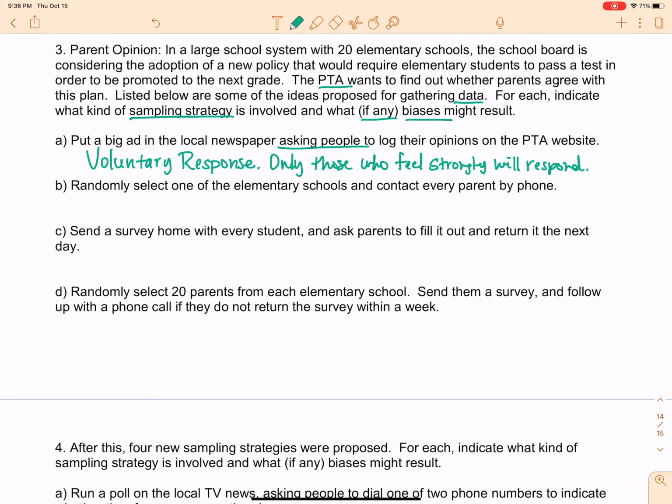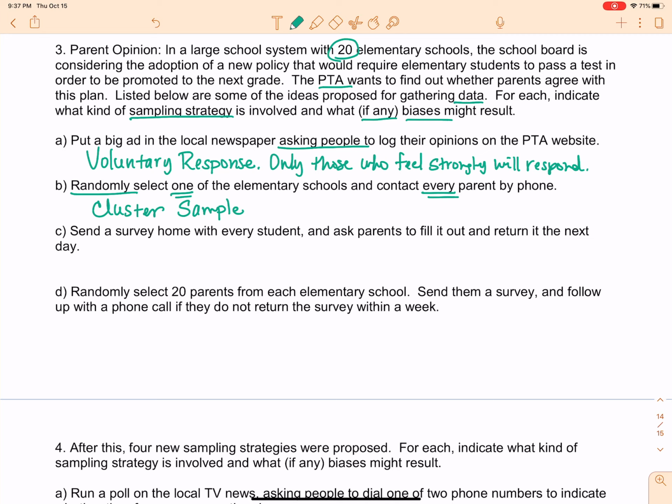Okay, part B, randomly. Now we're getting into the sampling. If it's random in some form, then we know that there's sampling going on. So randomly select one of the elementary schools and contact every parent by phone. So we're going to choose one out of these 20 elementary schools, and we're going to take a census of that one elementary school. This is a cluster sample because we're randomly choosing one elementary school, and then we're going to take a census of the whole thing.